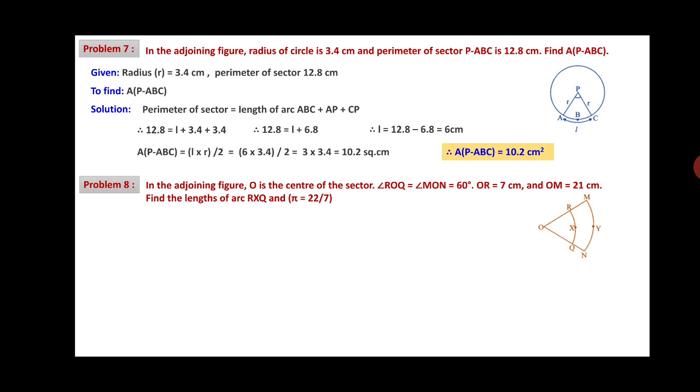sector also. Angle ROQ is equal to angle MON is equal to 60 degree. OR is 7 centimeter and OM is equal to 21 centimeter. Find the length of the RXQ, where pi is given 22/7.